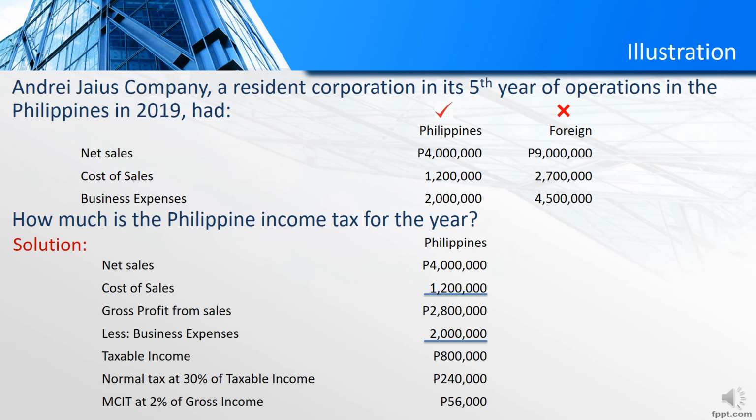First, let's determine the normal tax at 30%. 30% times the taxable income of 800,000, we will arrive at 240,000. For the minimum corporate income tax, that is 2% of gross income, so 2% times the gross income of 2,800,000, and we will arrive at 56,000. Then we will compare normal tax and minimum corporate income tax. Whichever is higher will be the income tax of the year. In this case, normal tax of 240,000 is higher. So this is the income tax for the year.